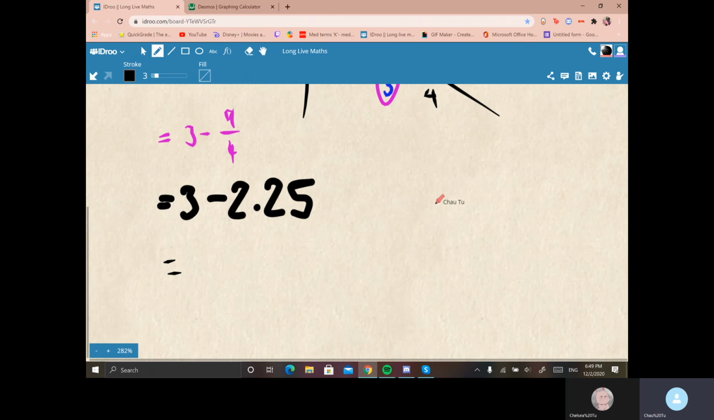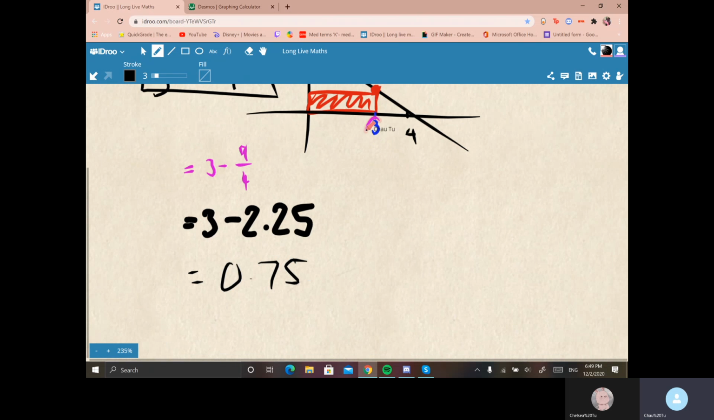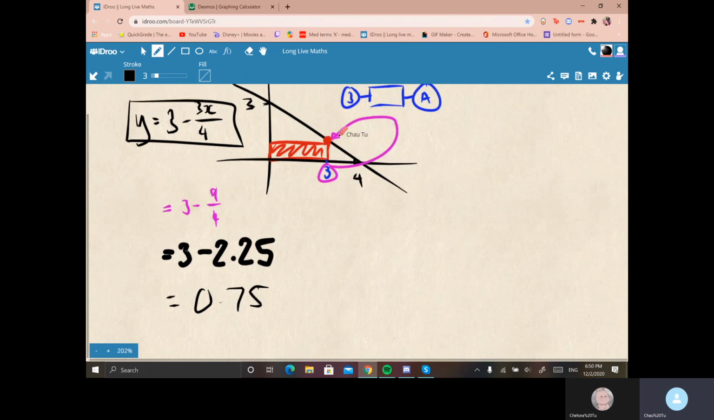Yes. Yeah, but that would give you the height. Because what you've done is when you put 3 into the equation, it will jump to the line, and that line there tells you the height. So all you've done is you found the height. I want to know the area. What would you do to get the area? I would do 3 times 0.75.